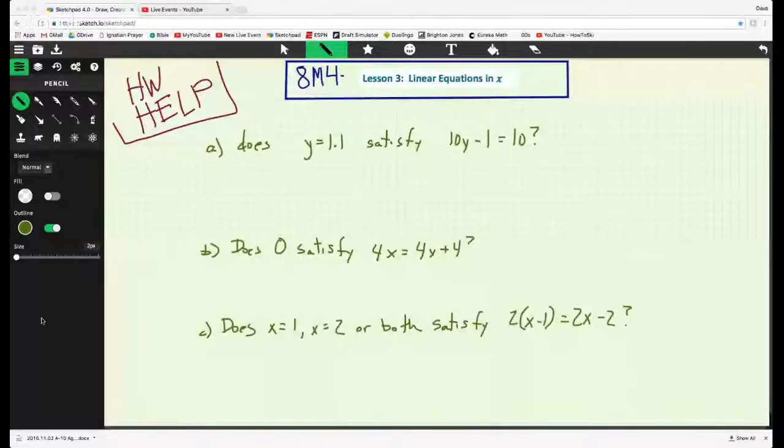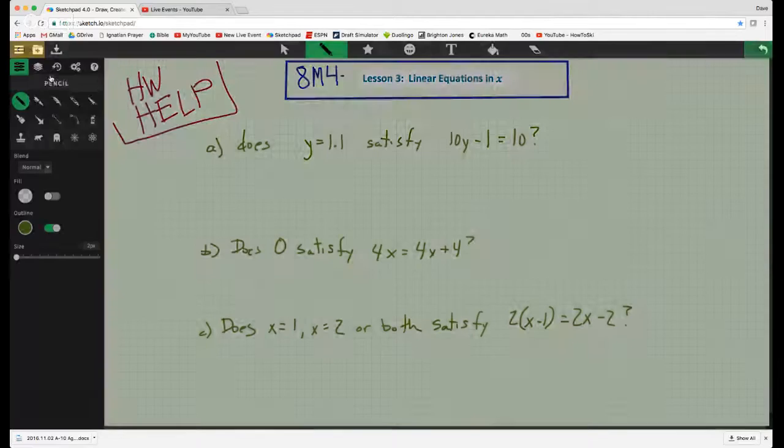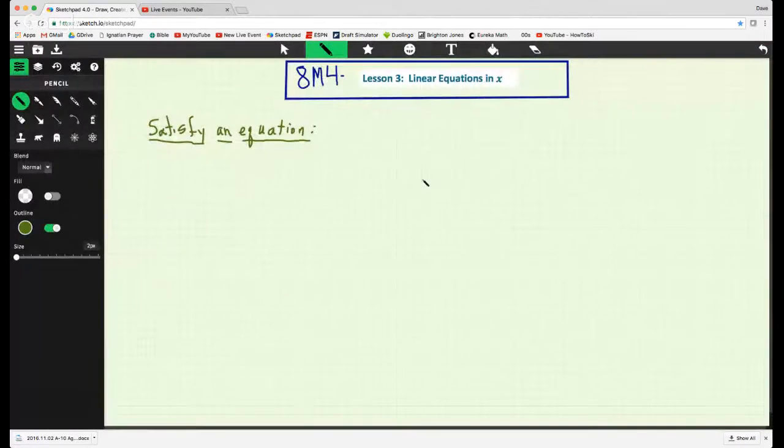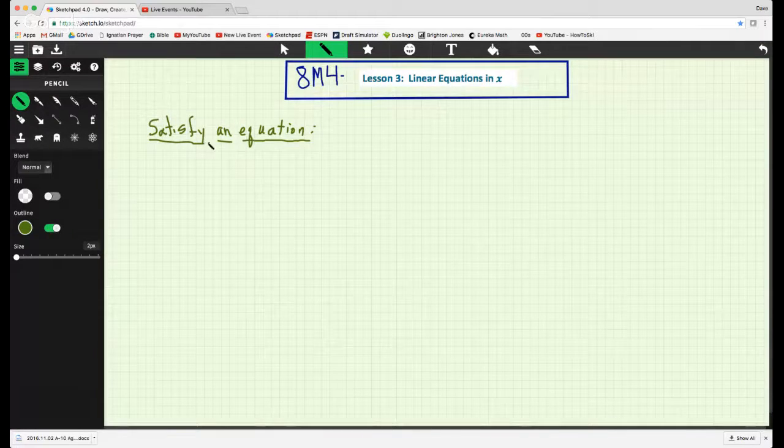And here we are, just a second as I get there. Okay, here we go. Oh, that is our homework help. We are not going to start with homework help. We are going to start instead with the lesson. Okay, so what does it mean to satisfy an equation?